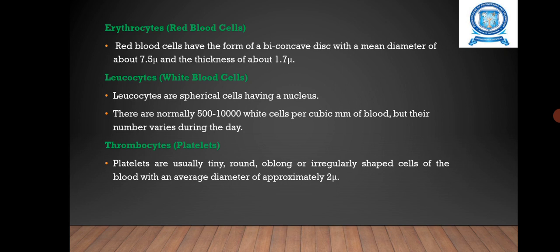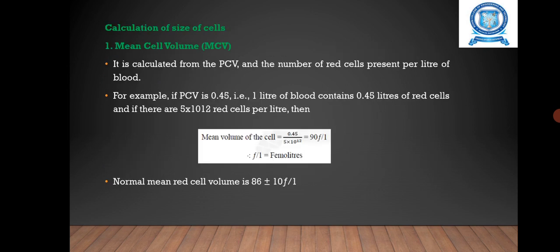It is in the form of a biconcave disc with a mean diameter of about 7.5 mu and a thickness of about 1.7 mu. Next one is the white blood cell. It is a spherical cell having a nucleus. There are normally 500 to 10,000 white cells per cubic mm of blood, but their number varies during the day. The next one is platelets. The platelets are usually tiny, round, oblong, or irregularly shaped cells of the blood with an average diameter of approximately 2 mu. Next, we are going to see some calculations.